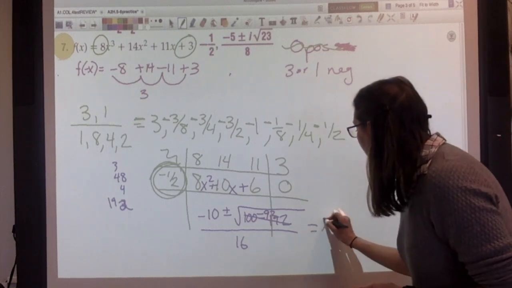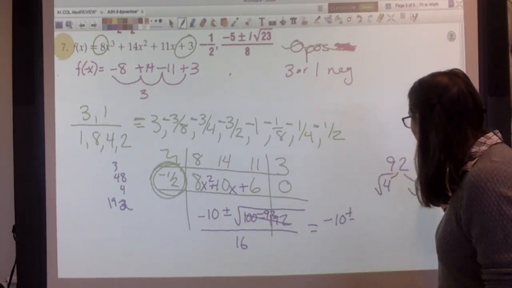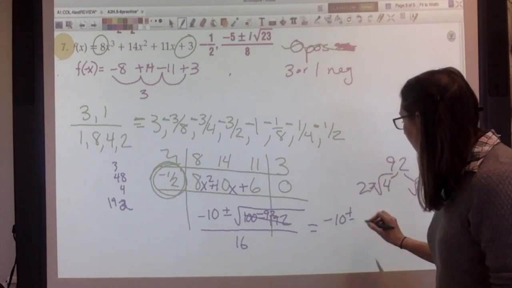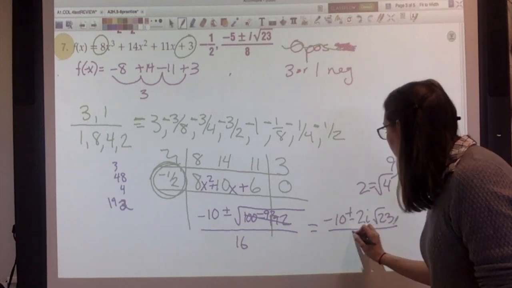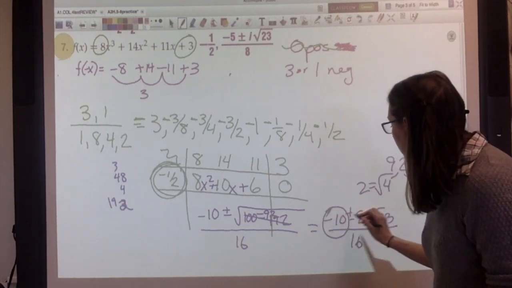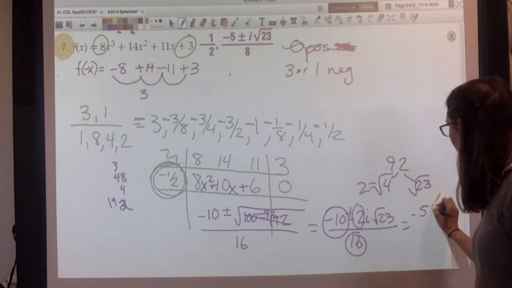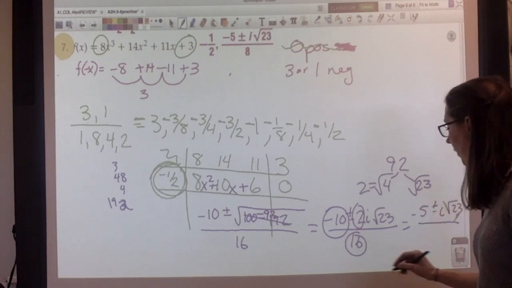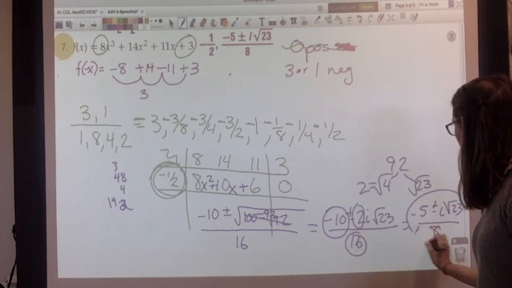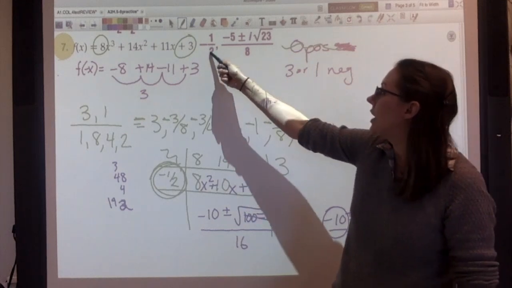So this can be rewritten as negative 10 plus or minus. Since these are both roots, and this equals 2, I could have 2i root 23 all over 16. Now, each of these numbers is divisible by 2, so I'm going to have negative 5 plus or minus i root 23 all over, this divided by 2 is 8. So there are my two solutions. They happen to be imaginary, and I had one rational.